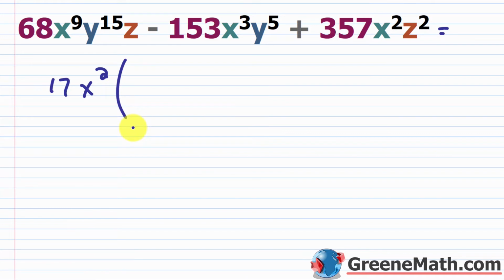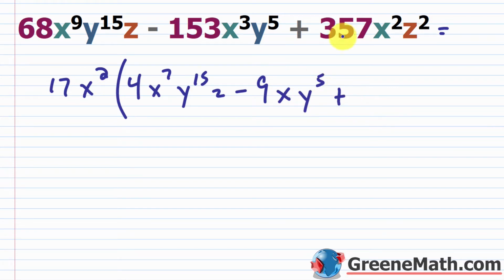Inside the parentheses, again, you're just going to divide things. So 68 divided by 17, we know is 4. So this would be 4. X to the 9th power divided by x squared is x to the 7th power. Y to the 15th power would come along for the ride. And so would z. Okay, then minus 153 divided by 17 would be 9. And then x cubed over x squared would be x. And then y to the 5th power would come along for the ride. Then plus 357 divided by 17 is 21. And then x squared over x squared is 1. So you would just have your z squared there.